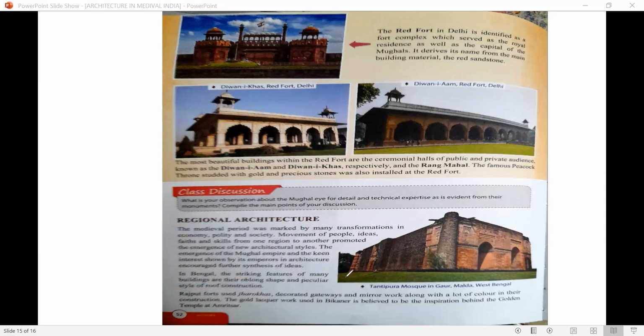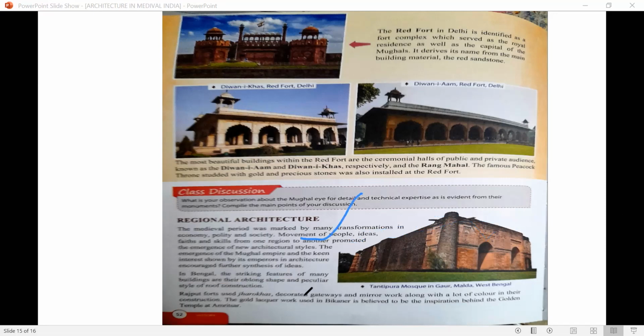Let's read them also. In Bengal, the striking features of many buildings are the oblong shape and the peculiar style of the roof construction. Over here we can see in West Bengal, the roof construction is like this. And the peculiar style is known only for the roof construction. And the oblong shape, like this it is going. So that is what is telling us about regional architecture.